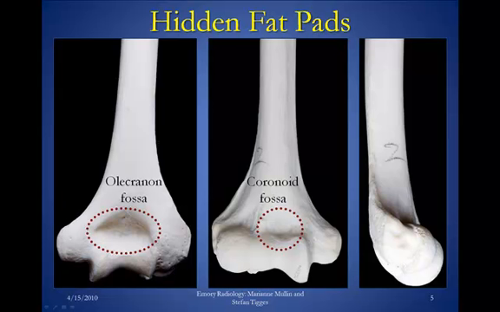Now those fat pads may be pushed anteriorly with respect to the coronoid fossa, or posteriorly with respect to the olecranon fossa if you've got a joint effusion. So if you fall down, you break, say, your radial head, and you bleed into your joint, you can push those fat pads anteriorly and posteriorly, making them a lot easier to see on a radiograph. And that may be our clue. In fact, a lot of times it's our only clue that there may be a fracture involving the elbow.